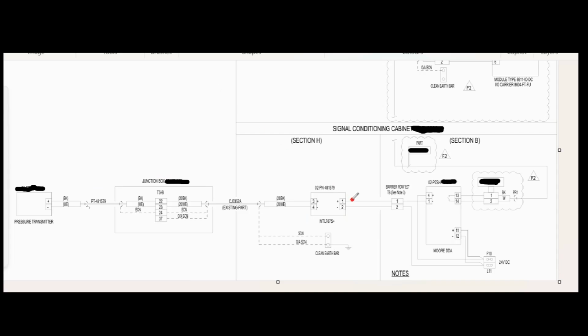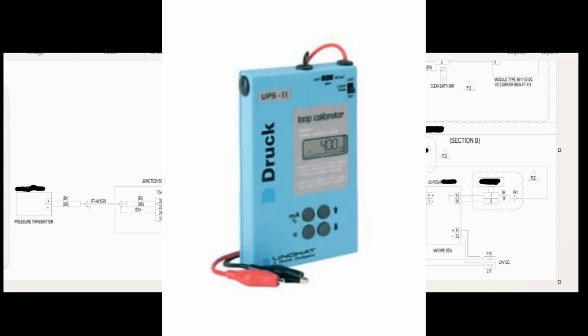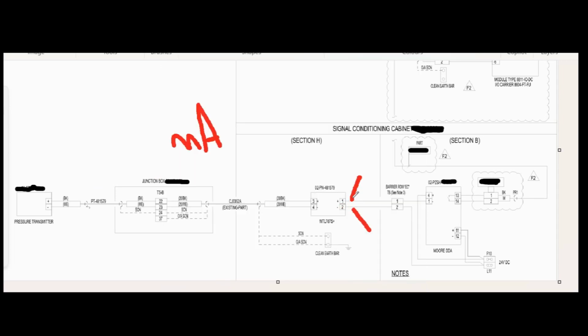We disconnect points 1 and 2, and we connect in the multimeter or a milliamp source, and we measure the milliamps that's coming here. If the milliamps that's coming here is 12 milliamps, we know that everything's good. If the milliamps here is reading 0, but here we have 12, we know the barrier is at fault.